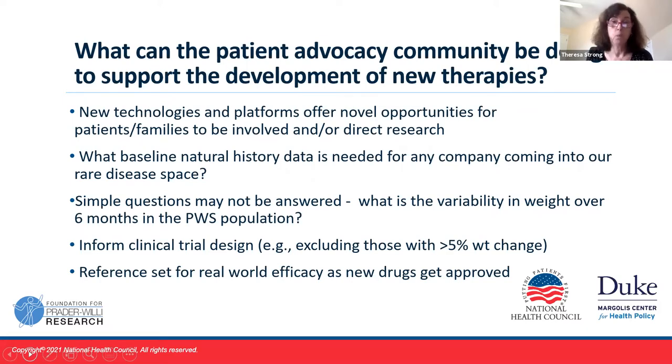Again, there were some very basic, simple questions that were not answered at the time. What is the variability of weight in a 6-month period in the population? In our community, we've all heard stories where there's suddenly more access to food for an individual with PWS, and they gain 20 or 30 pounds within a month. We'd all heard these stories and obviously believe them, but the question is, is that a very rare event or is that happening in a large percent of the population? How you design a study might be different depending on those answers.